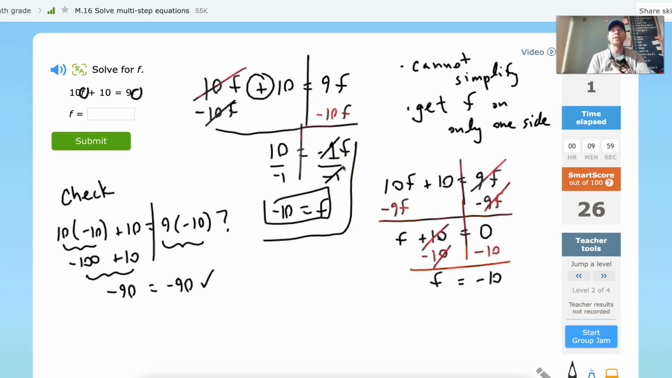So either way, it was quicker for me to cancel on the left. I guess in both ways it was kind of quick, but however you do it, you should always be checking your answers. So let's type that in, make sure IXL likes it, and then we'll probably do maybe one more here.